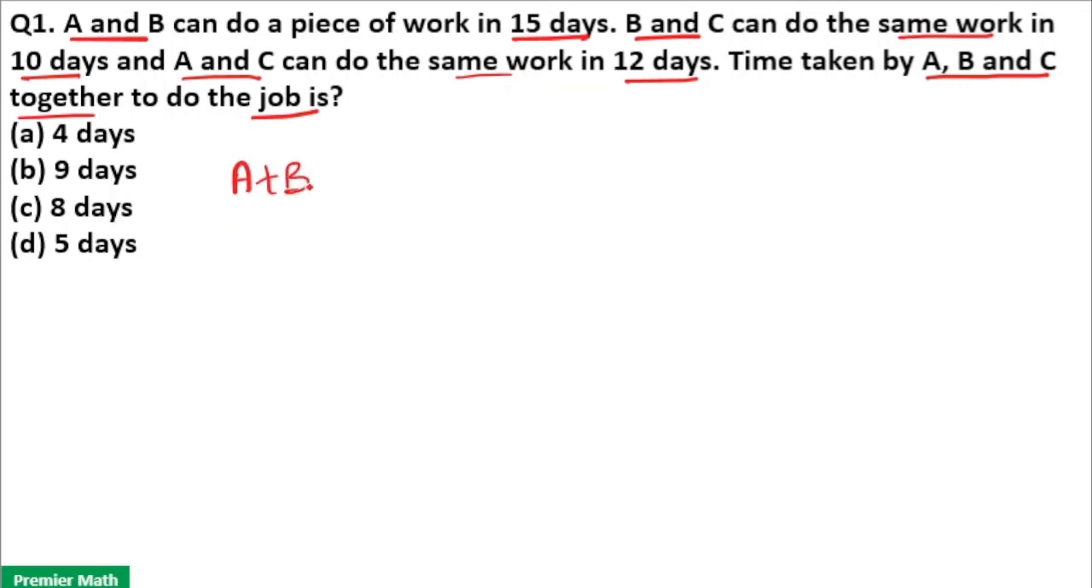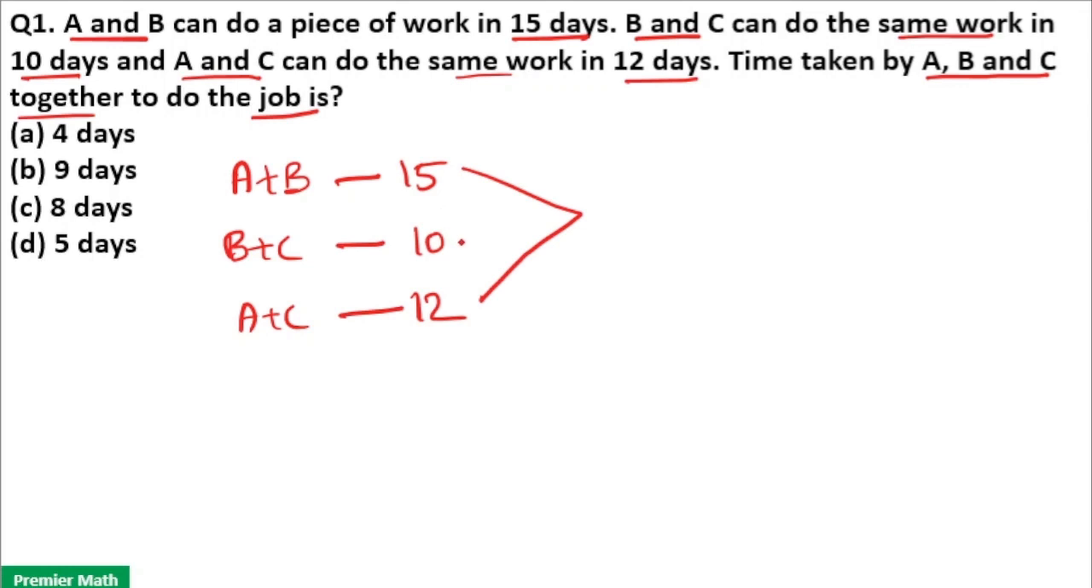A and B can complete a work in 15 days, B and C can complete the same work in 10 days, and A and C can complete the same work in 12 days. Now A and B, B and C, A and C all are doing the same job. So take the LCM of 10, 15 and 12. Here the LCM is 60. Now 15 goes 4 times in 60, 10 goes 6 times in 60, 12 goes 5 times in 60.